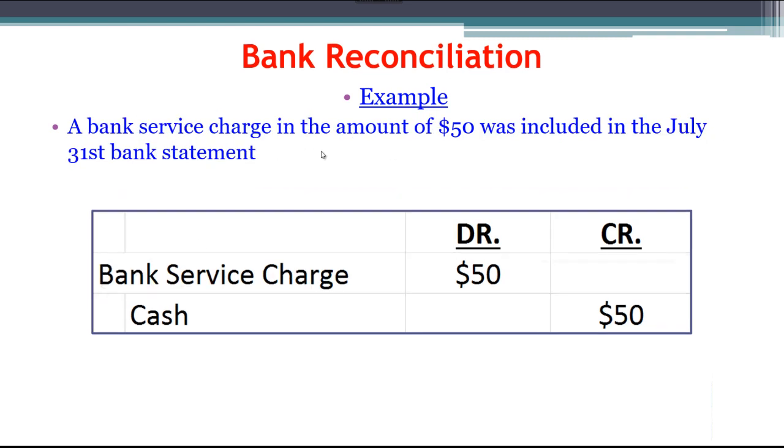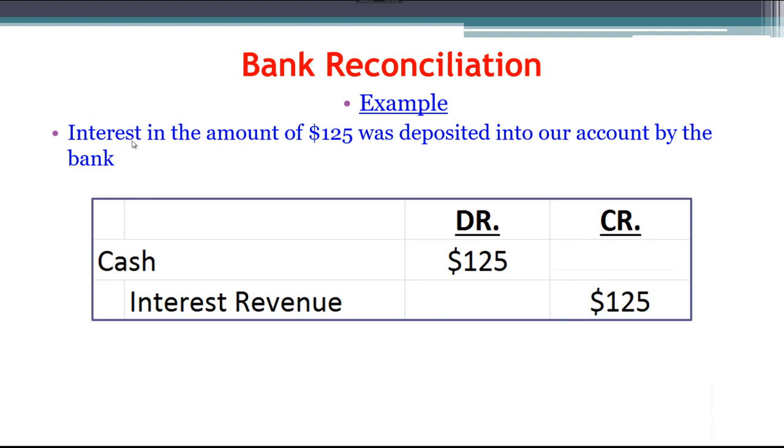A bank service charge in the amount of $50 was included in the statement. So again, we're subtracting cash out. We do that with a credit. The debit for $50 would go to something like a bank service charge, miscellaneous expense, whatever account they use for that. Interest in the amount of $125 was deposited into our account. So this is going to be a debit to cash to increase it, and a credit to interest revenue or miscellaneous revenue, again, whatever account name they use.